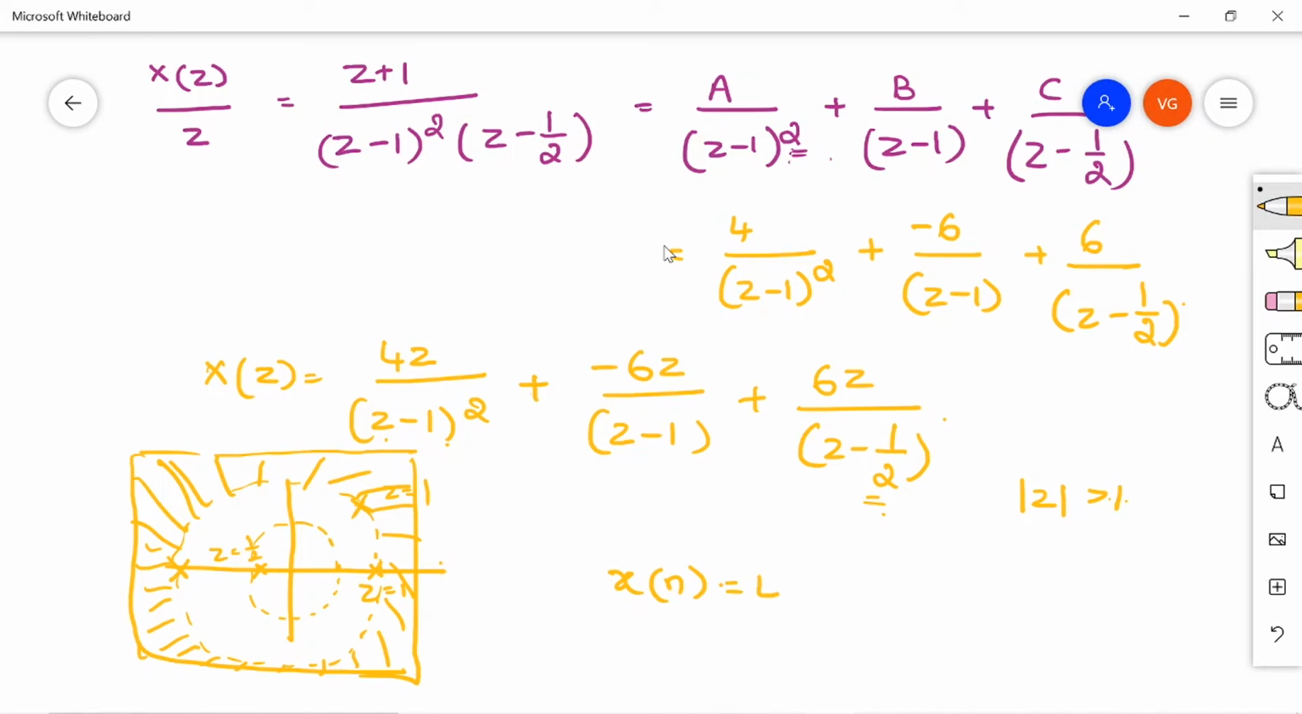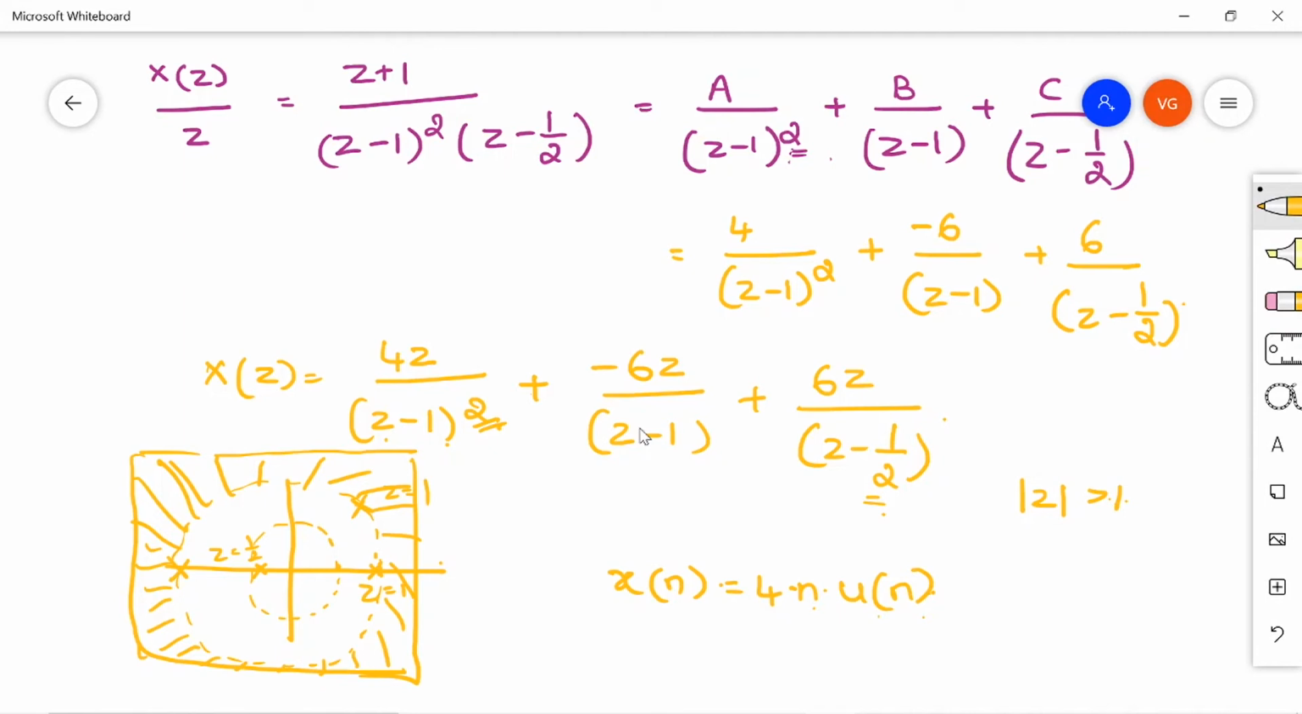4, this is z by (z minus 1) whole square. So if you have a whole square, that is your ramp function, so that will be n into u(n) you can write. If it is only z minus 1, then you can take u(n). But I have whole square, so that's why it is n into u(n).